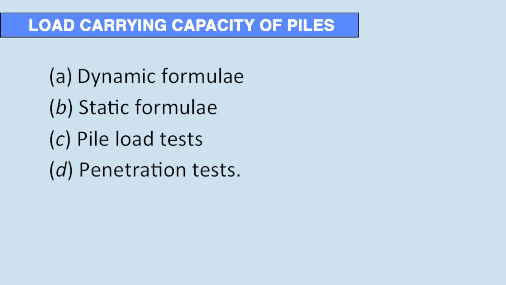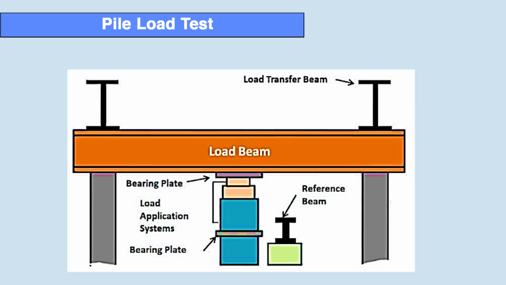The load carrying capacity of a pile can be determined by the following methods. First is dynamic formulae, second is static formulae, third is pile load test, fourth is penetration test. In the previous lecture, we have already discussed dynamic and static formulae. Now, let us understand the pile load test. The pile load test is a reliable method for determining the carrying capacity of a pile.